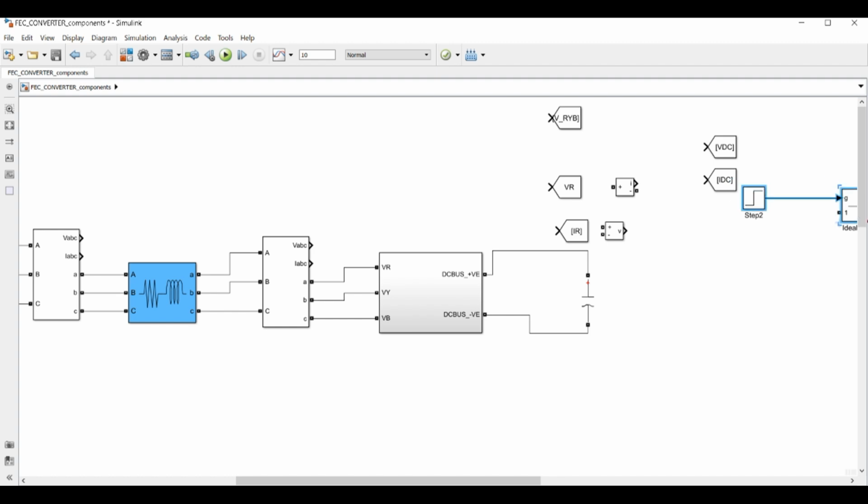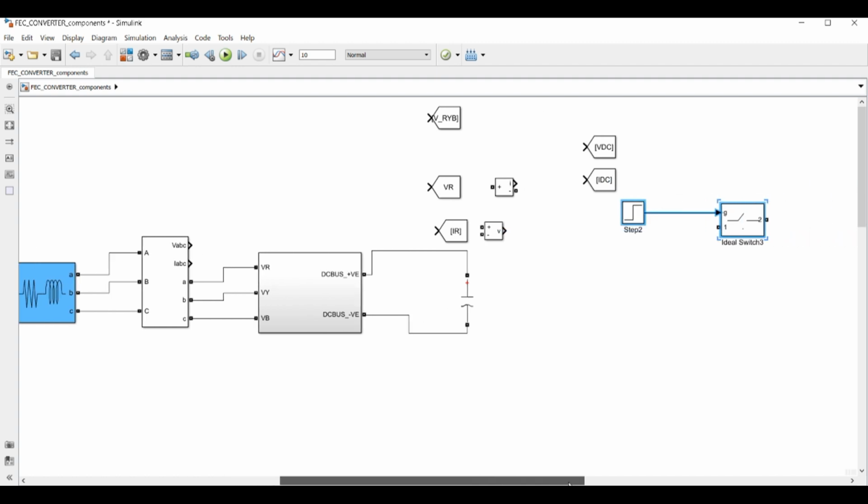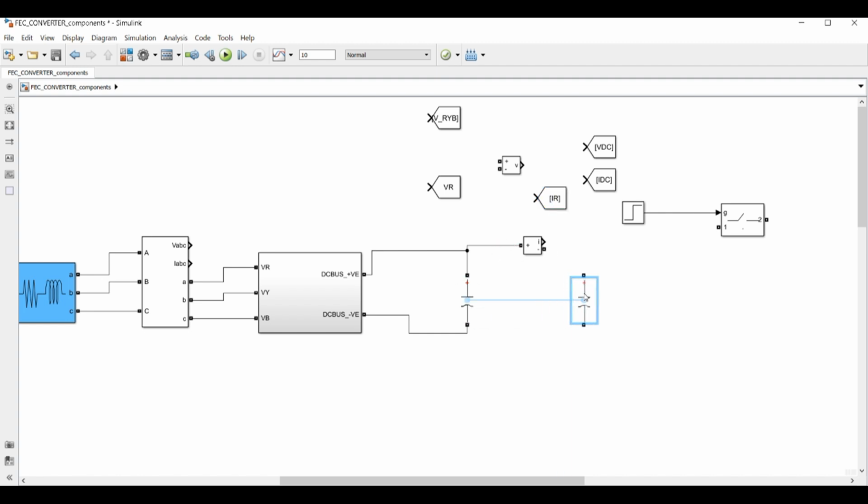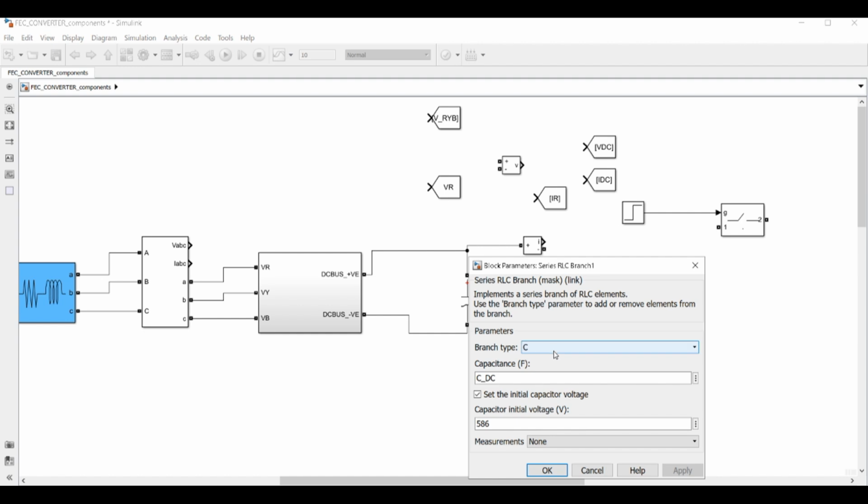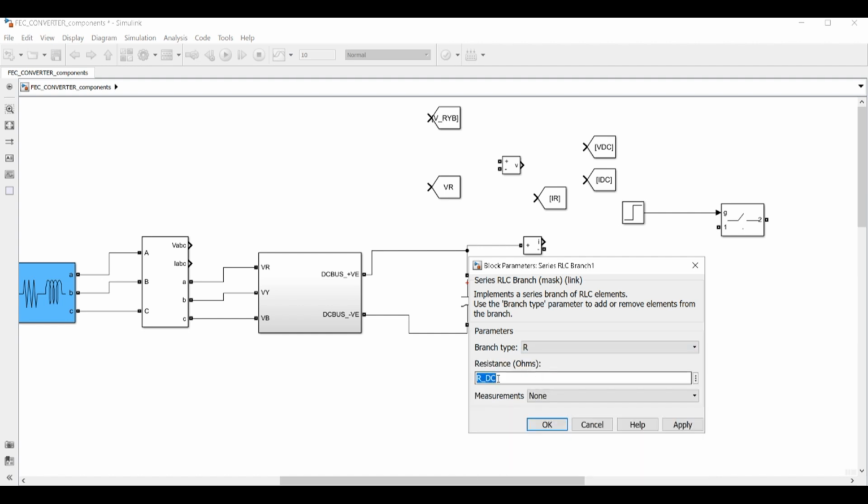Now we have to measure the current of the load. So we will be placing a current measurement in this load, and this is our load. We will put a resistor over here. For the time being, we will put a resistor of 20 ohm. We can change this value later.